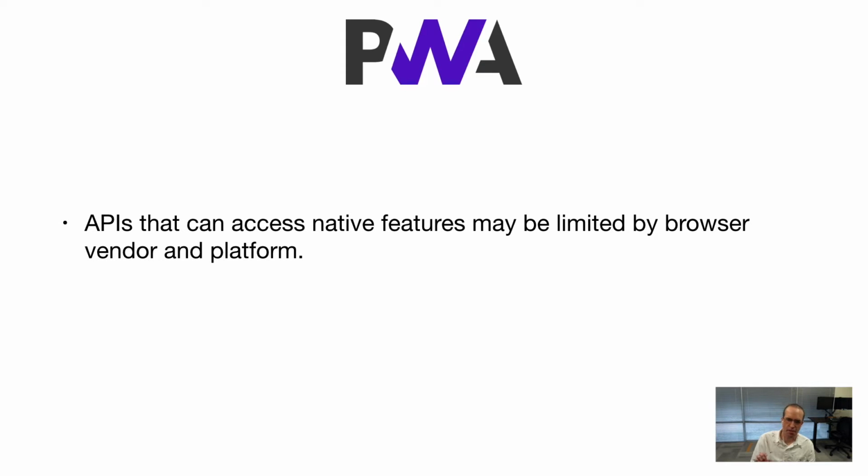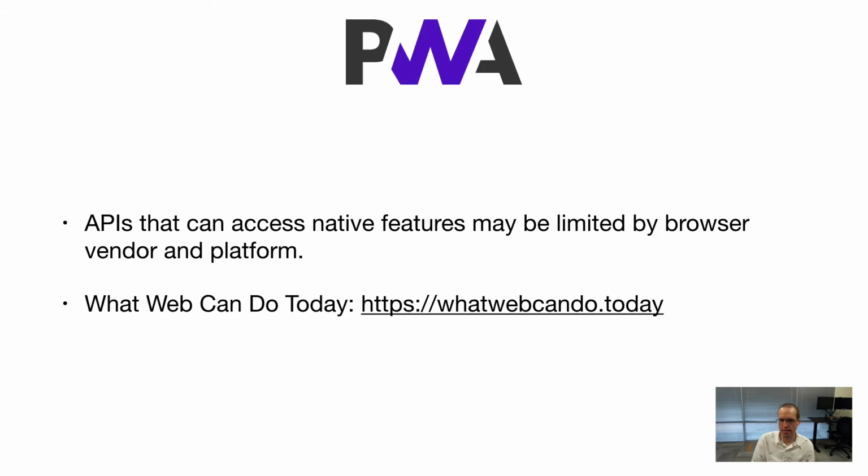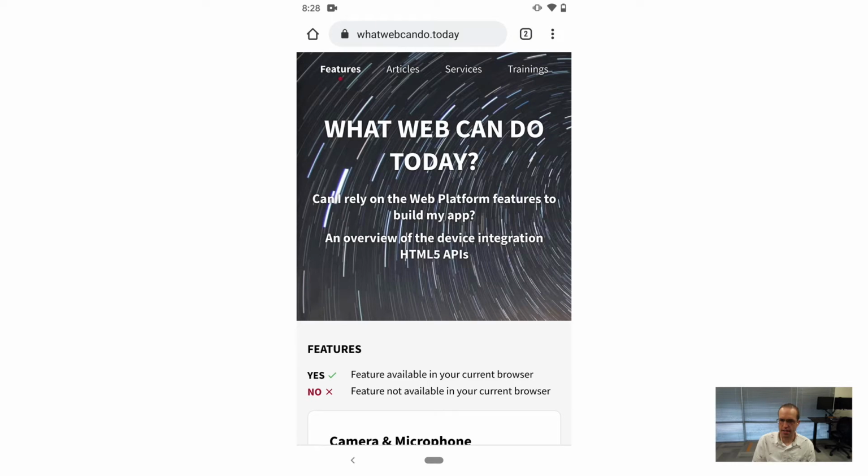The thing is, these APIs can access native features, but they may be limited by the browser vendor and the platform. One of the great ways to get an initial check of what's supported on a given device is to check out What Web Can Do Today. What Web Can Do Today is a site that you visit on the device in the browser that you want to test for features. If you're familiar with caniuse.com for seeing what browsers and platforms support what web API features, this is kind of like that, but it focuses on device APIs.